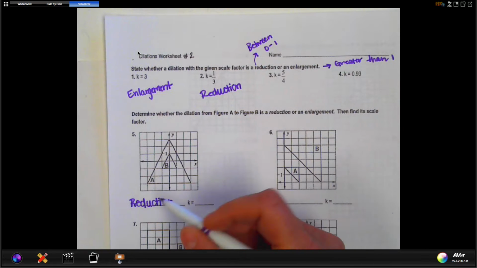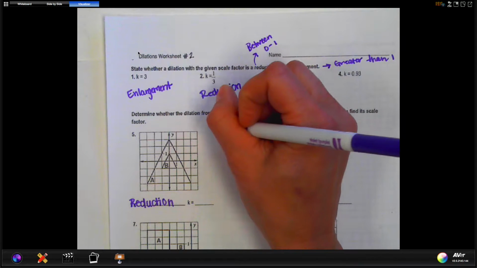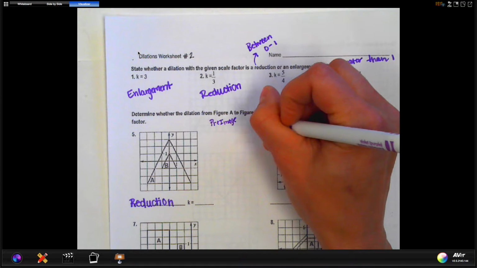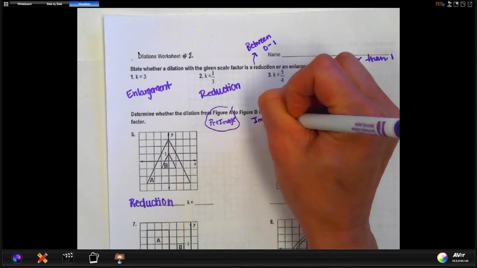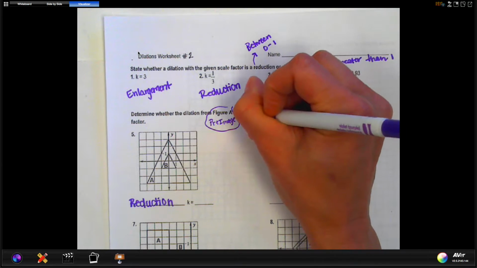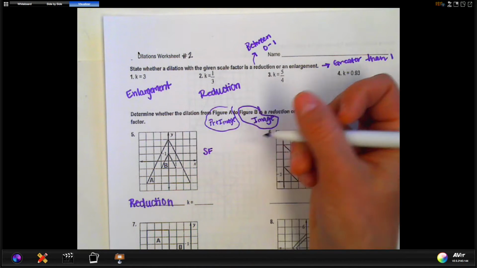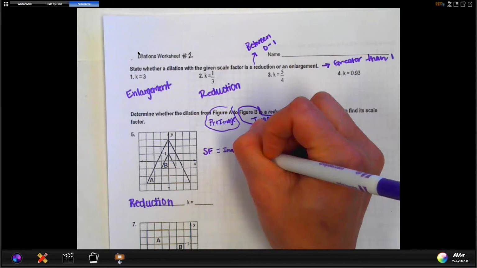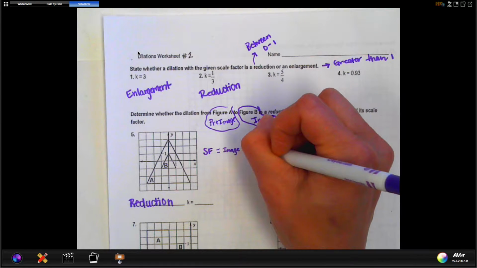Now, how do we find our scale factor again? It's telling us that A is the original, the one we're starting with. So A is going to be our pre-image, and B is our image, right? I should probably circle that. Figure B is the image. Now, if you remember from our notes, to get the scale factor, it's going to be our image, whatever coordinate that is, divided by our pre-image. Oops, I should have put a P there.